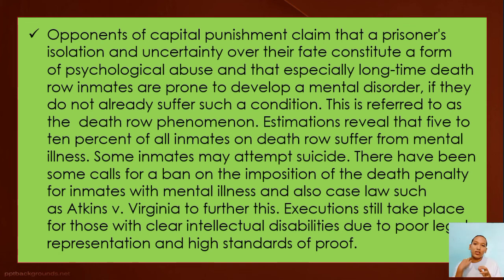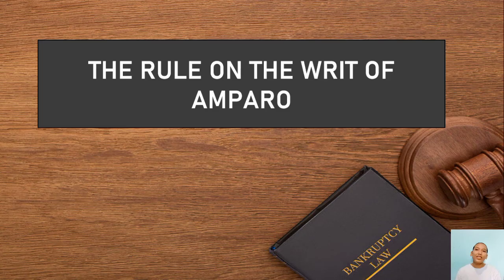So the death row, it is also known as the condemned row. It means that it is a place in a prison that houses inmates awaiting execution after being convicted of a capital crime and sentenced to death. So that's it. And lastly, the rule on the writ of amparo.